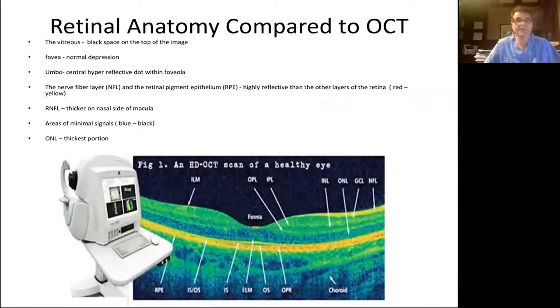This slide shows the retinal anatomy compared to OCT. We all know that the vitreous is black on the top of the image. The fovea is this normal depression. We know this is a horizontal cut because we can see the retinal nerve fiber layer here of the macular papular bundle, denoted with this NFL.